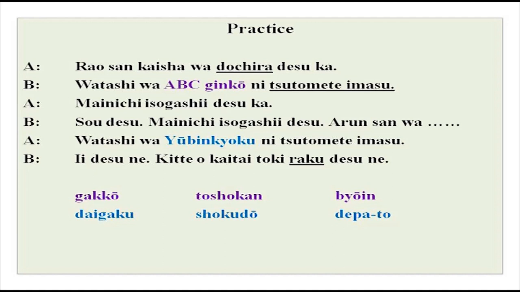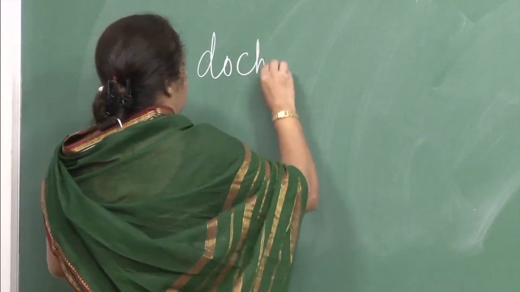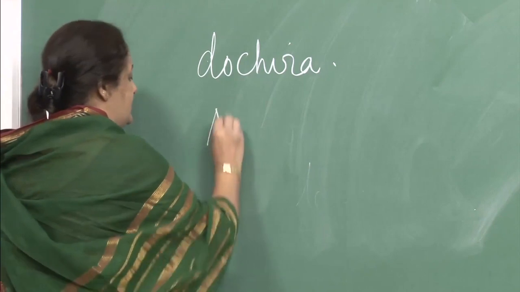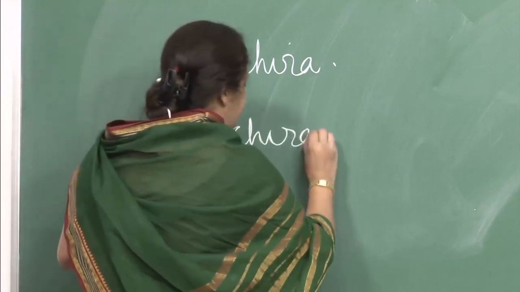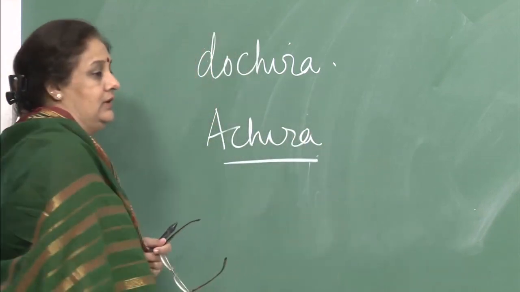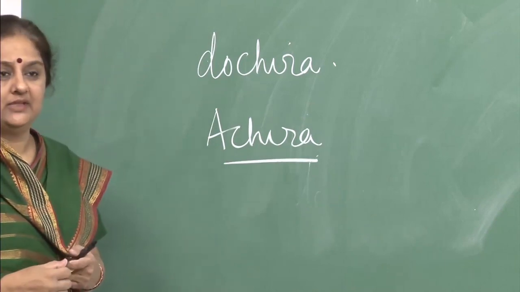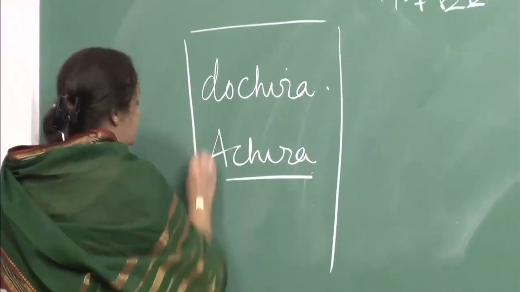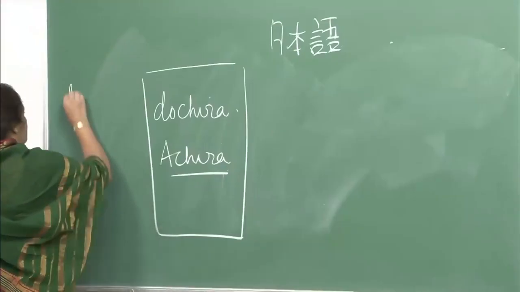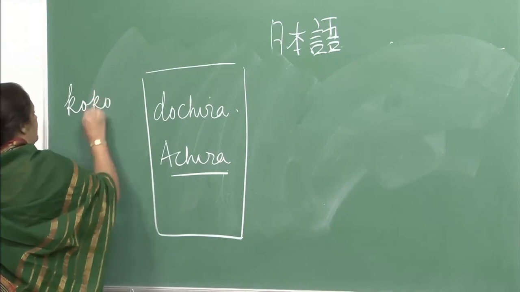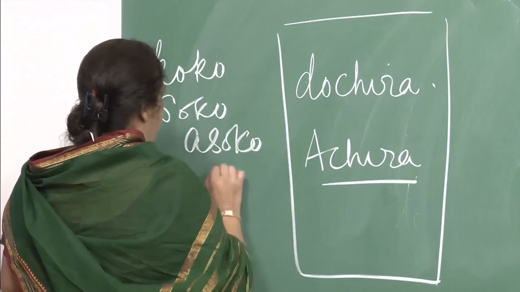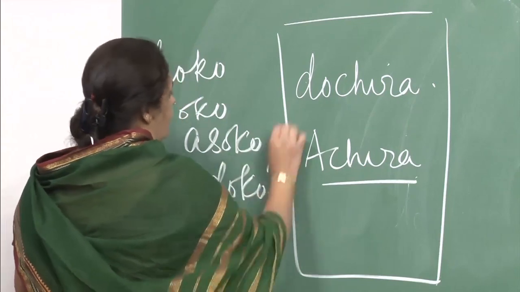One thing which is new is dochira. There was a word achira earlier in your shukudai, your assignment. It's of the same series. We have done it earlier once. It is similar to koko, soko, asoko and doko.